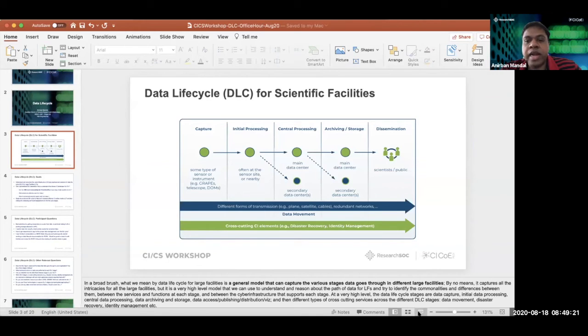I do have what we call a data life cycle for scientific facilities, a diagram here. And if you have any specific questions, please let me know and we can take it from there.